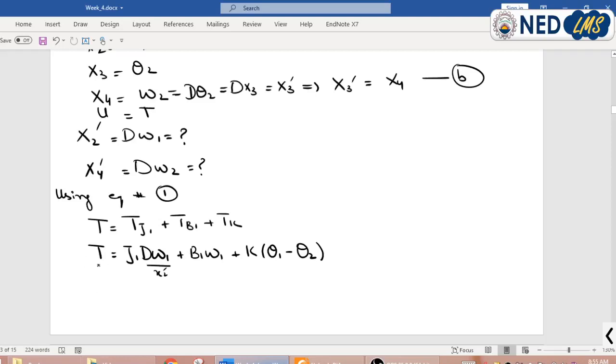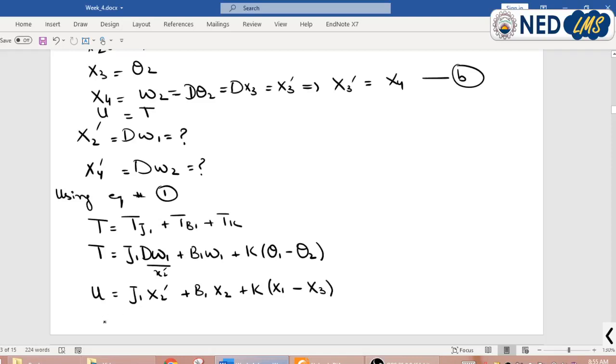So I can transform this equation with the help of state variables. Now the system variables will be replaced: we will just replace all the system variables omega, theta 1, theta 2 with the state variables. The input T is basically u here. This is J1 x2 dash plus B1 omega 1, which is x2, plus K, where theta 1 is x1 minus theta 2 which is x3.